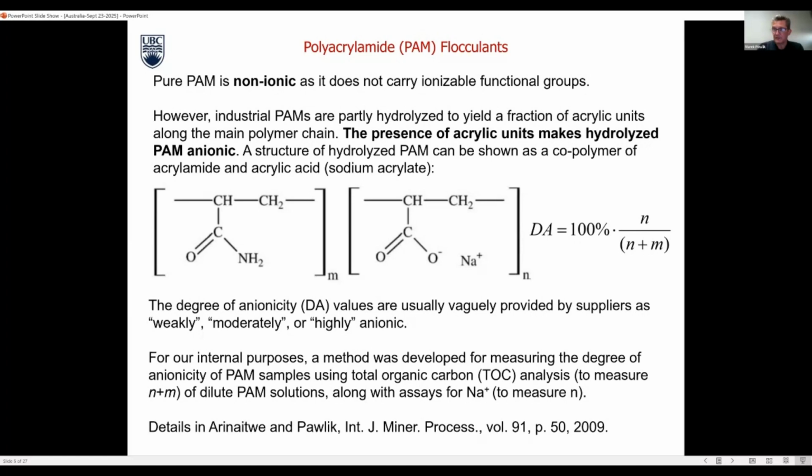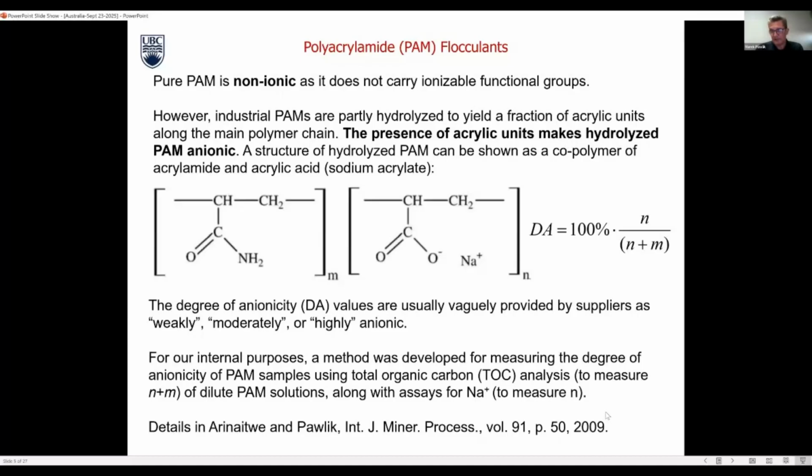We can calculate the total number of units. And if we figure out the amount of sodium, we can actually calculate the number of acrylic units, which will give us the value of N. And with these two numbers, we can then start calculating the degree of anionicity. That was an older method.